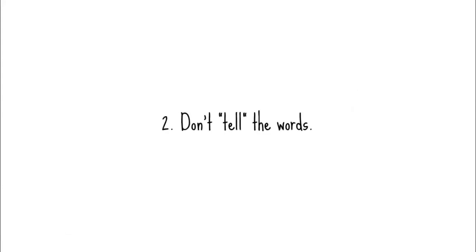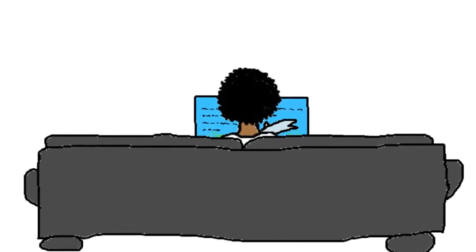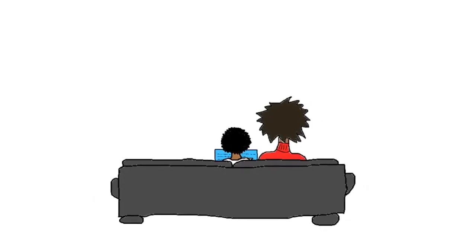Number 2 is don't tell the words. To learn how to decode words on her own, a child needs lots of time to wrestle with them. If you jump in to tell her what the words are, she'll miss the learning that comes from that struggle. Sometimes all you have to do is wait quietly, giving her time to figure a word out.